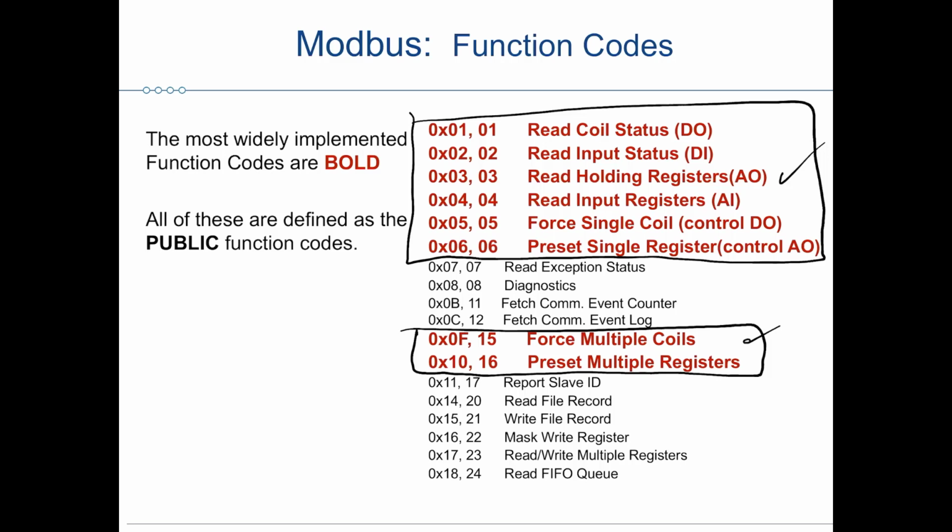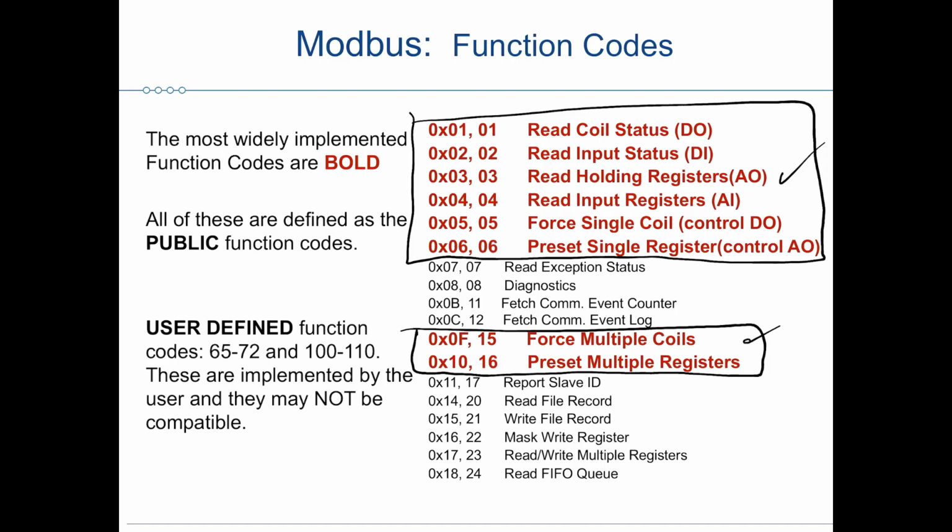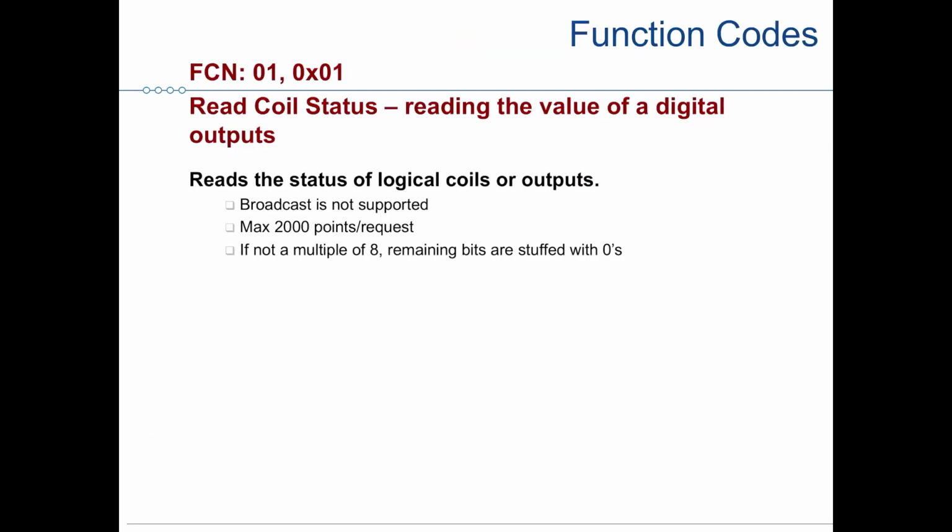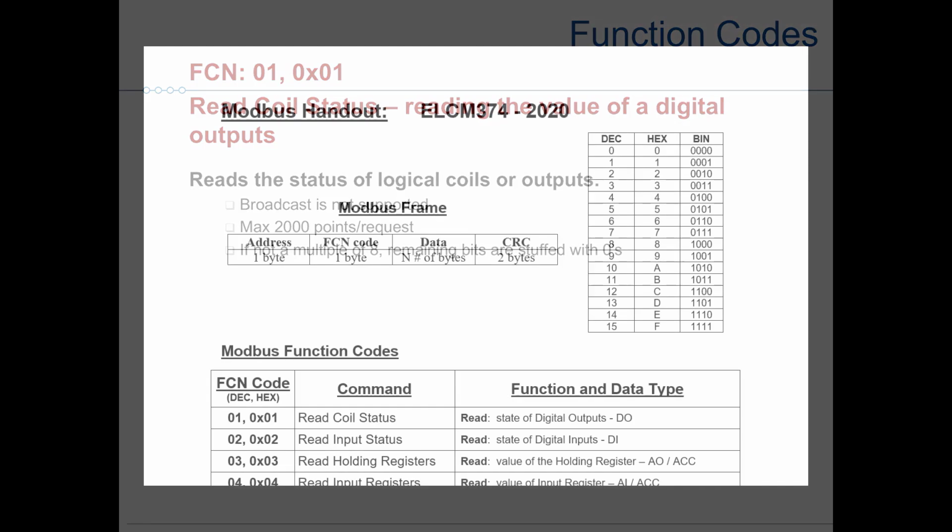These are called the public function codes, and then you can have the other ones, like all of these are public function codes. You can have user-defined function codes after that. So notice how it says user-defined function codes are 65 through 72 and 100 through 110, implemented by the user. Okay, so this is where we'll take a look at our first function code and how it's formatted for both a request and a response, and we'll find that on our Modbus handout.